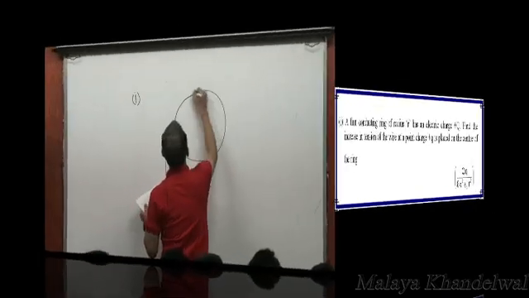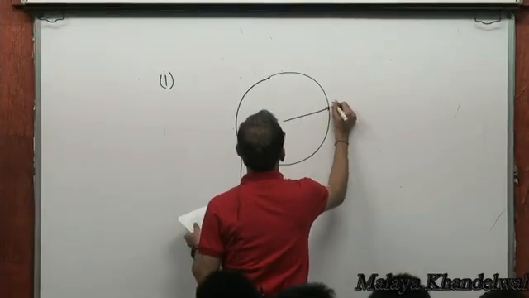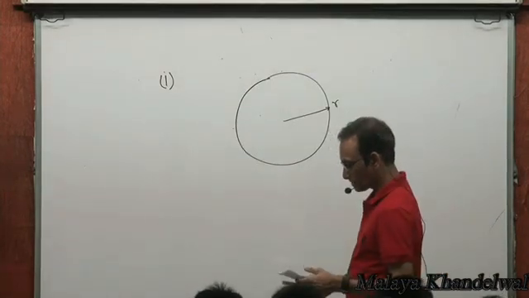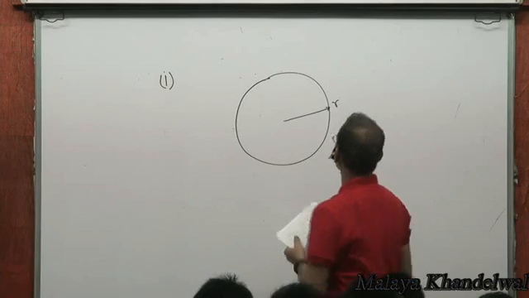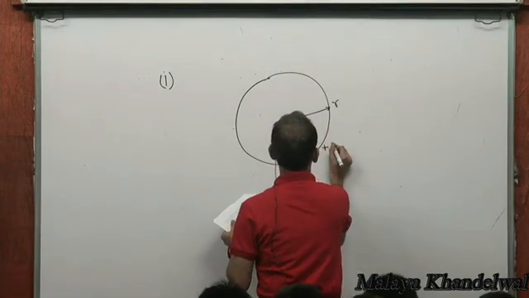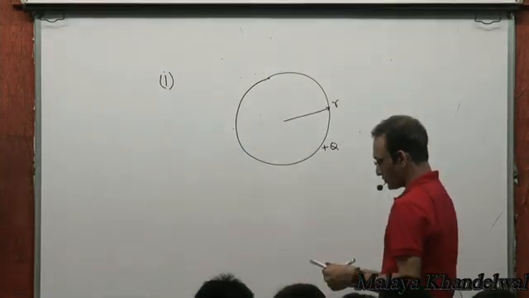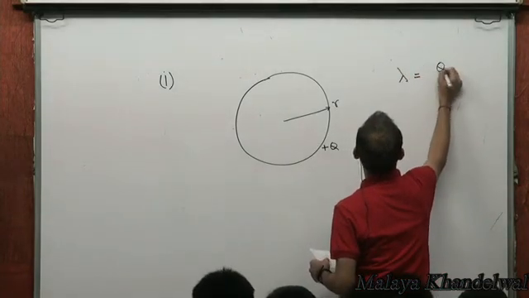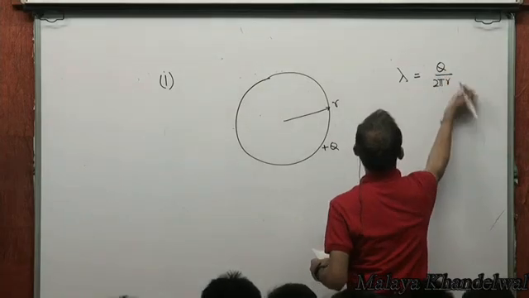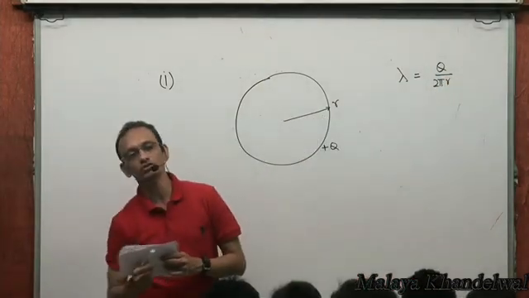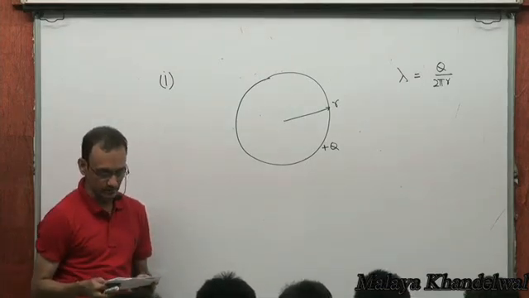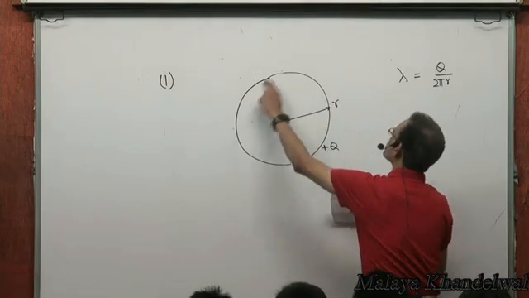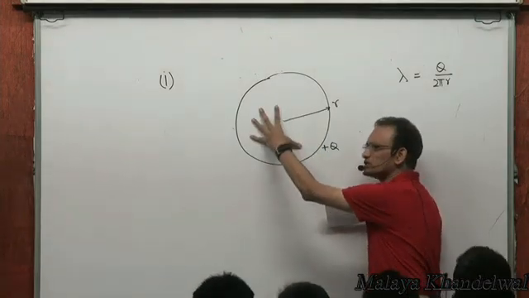A thin conducting ring of radius small r, okay, and has an electric charge plus Q distributed over it. That means there is charge per unit length Q by 2 pi r distributed over it. Now, when there is this charge distributed over it, there is no repulsion, nothing.